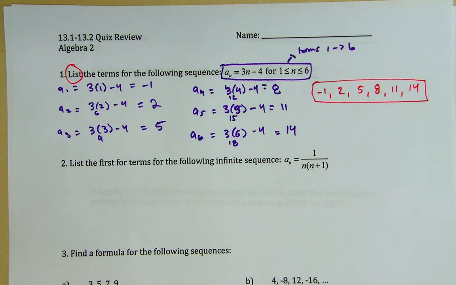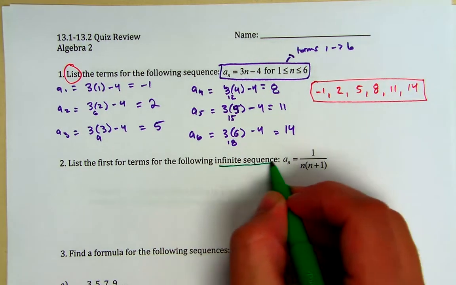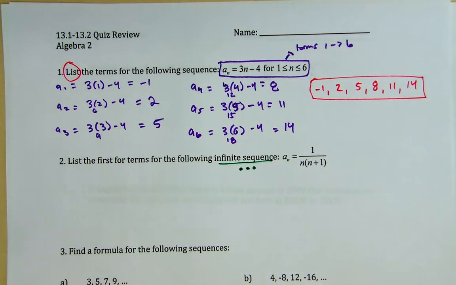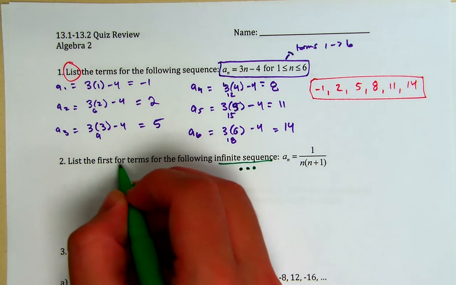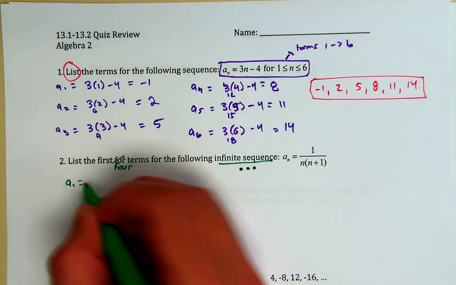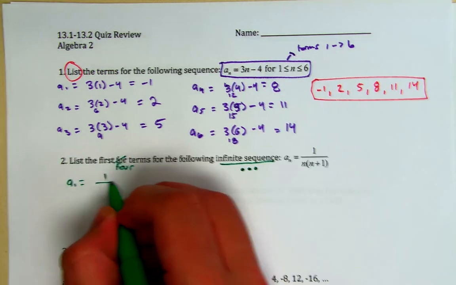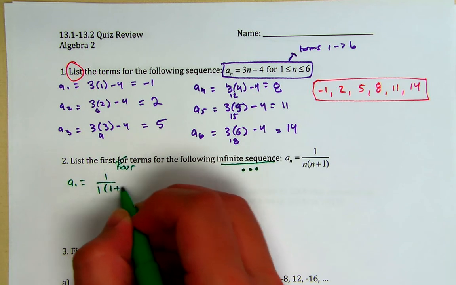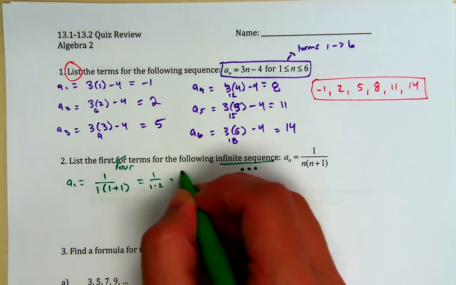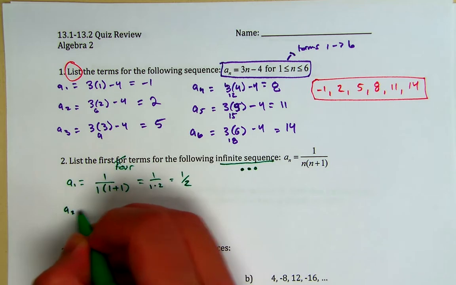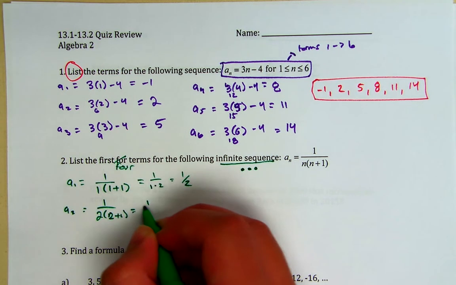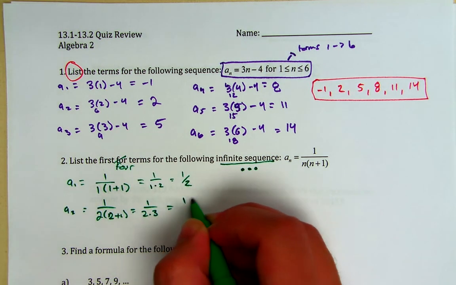Alright, problem 2, same thing, except for it's an infinite sequence, which all that means is you need a little bit of a dot, dot, dot at the end. So first 4, oops, that should say 4. So 4 terms. I need A1, which is 1 over 1 times 1 plus 1. Well, that's 1 over 1 times 2, which is 1/2. What about A2? That's 1 over 2 times 2 plus 1, which is 1 over 2 times 3, which is 1/6.